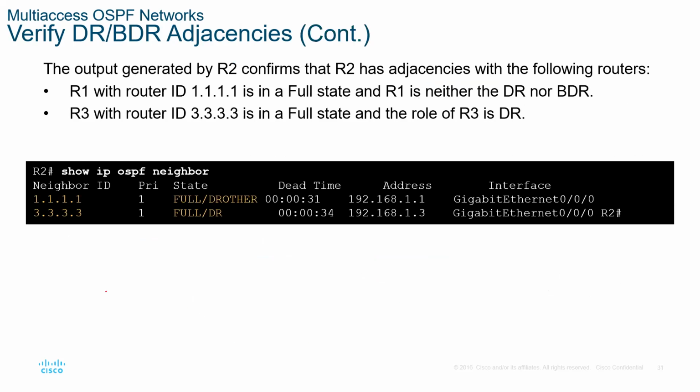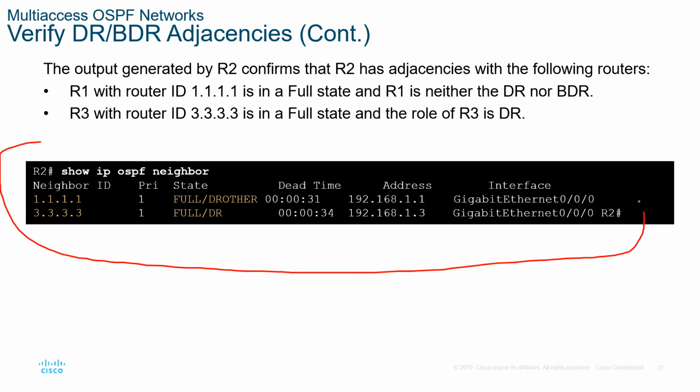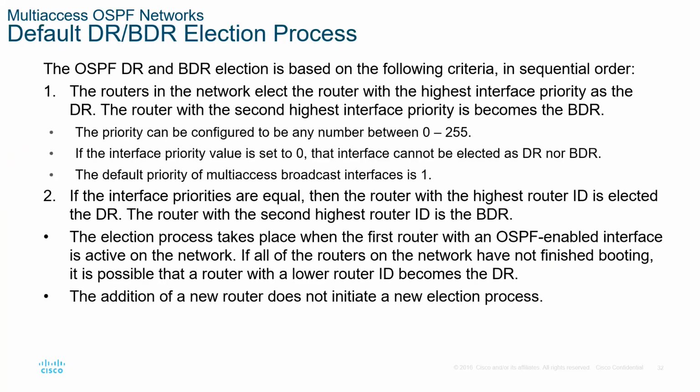The output generated here, as you can see, is the output for router 2, and it actually confirms this. If I do show ip ospf neighbor, it will tell me that I have a neighborship with router 1.1.1.1, and the relationship is FULL/DROTHER. And it tells me I have a relationship with router 3, which is the DR, so I have FULL/DR. That is what it will show.